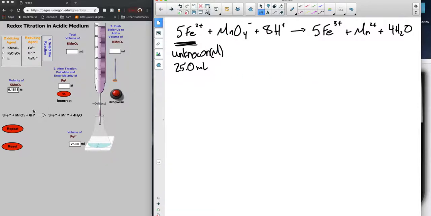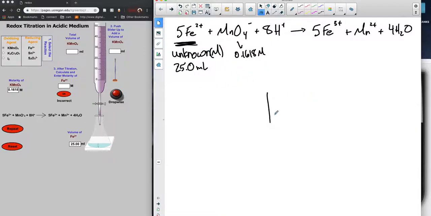And we use a known concentration, so in this case the molarity of my permanganate solution is 0.1618 molar. So right here this is 0.1618 molar, and I know that. I know that this permanganate exists in this molarity. We can use this equation here to do some stoichiometry with some solutions as well.